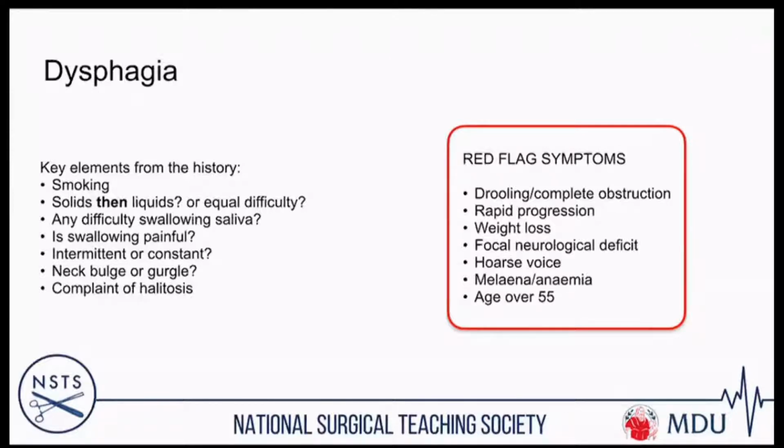Difficulty swallowing saliva, again, think of a neurological cause, bulbar palsy, especially if they cough afterwards. It suggests that there's something wrong with the swallowing mechanism. Pain suggests a cancer or a spasm. Is it intermittent or constant? Intermittent suggests a spasm again, but constant suggests something a bit more worrying, a bit more of a cancer. Neck bulge or gurgle, as you'd expect, you'd get your pharyngeal pouch, which goes with the halitosis as well.